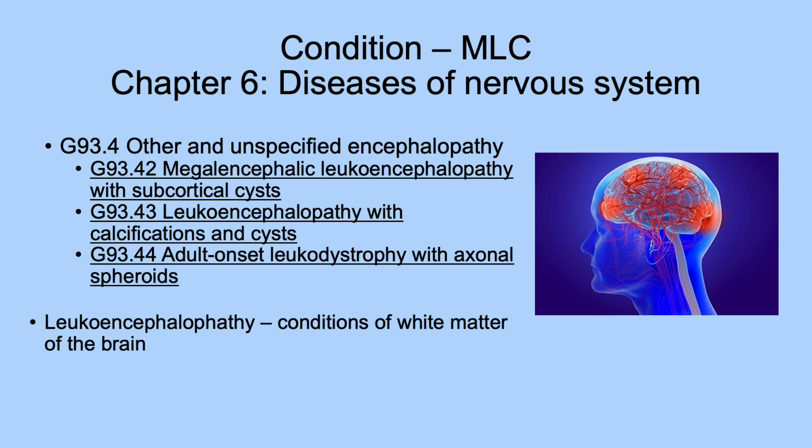A number of codes were added under subcategory G93.4. We have G93.42, megalencephalic leukoencephalopathy with subcortical cysts, G93.43, leukoencephalopathy with calcifications and cysts, and G93.44, adult onset leukodystrophy with axonal spheroids. Leukoencephalopathy is a condition of the white matter of the brain. So three new codes under other and unspecified to make it very, very specific.